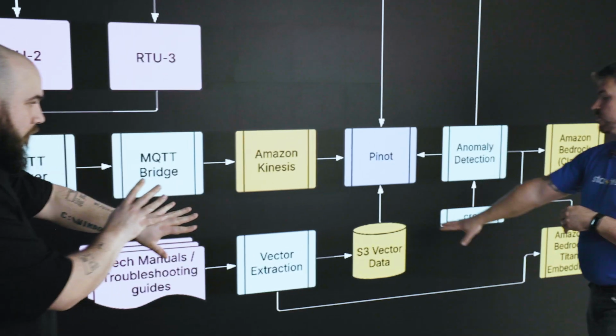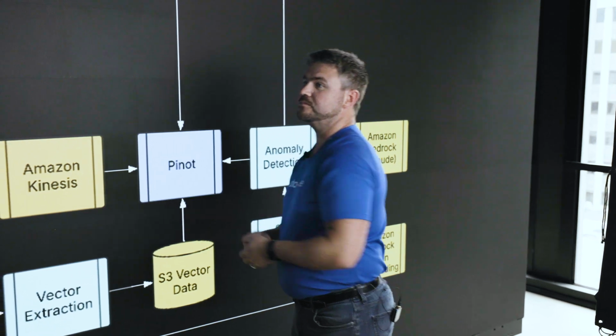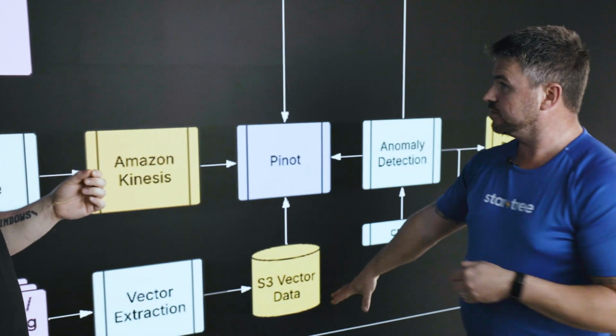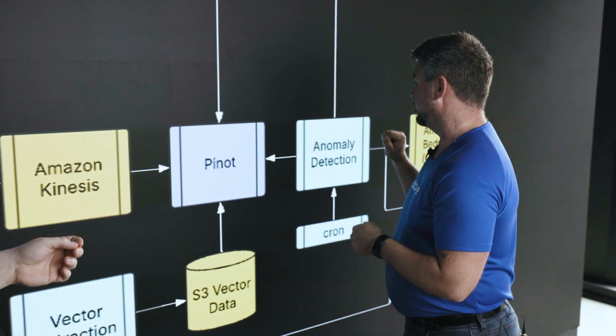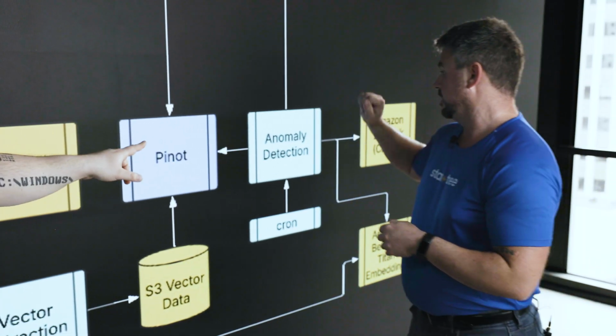We write that data into S3, which is then consumed into Pinot. Pinot, okay. So Pinot becomes the vector store for this data, that we can then perform anomaly detection. And is that a script? Is that an EC2 instance? What is anomaly detection? Yeah, so this is the script.